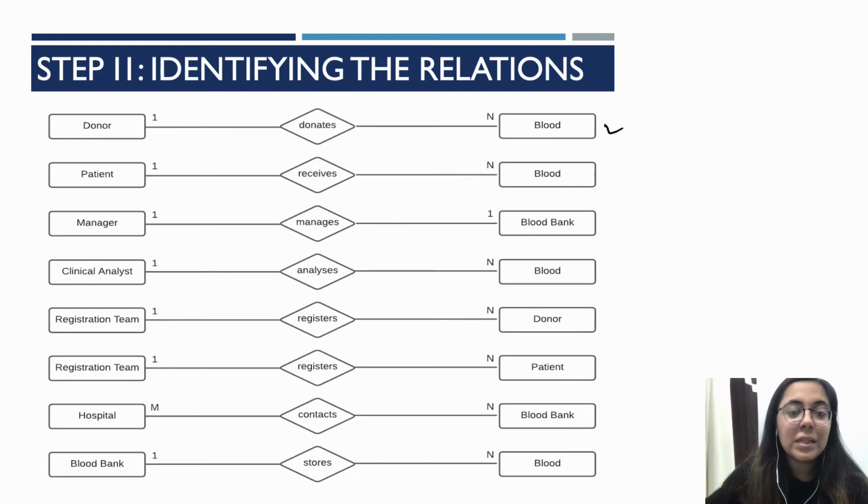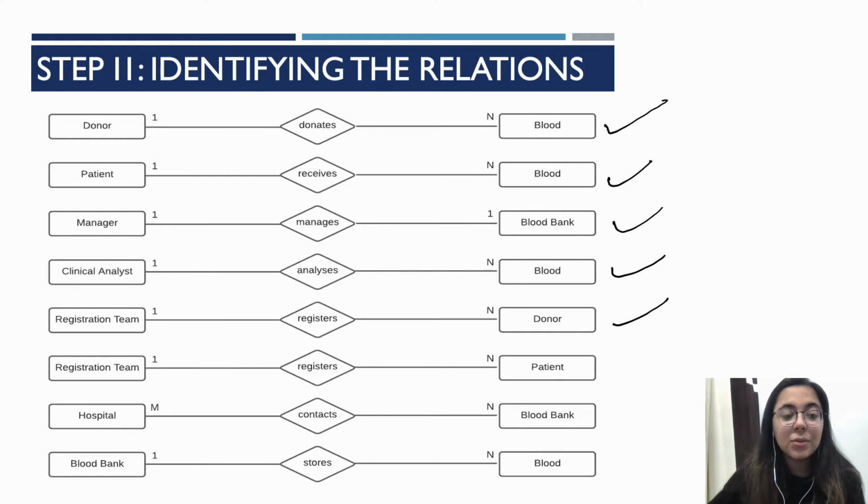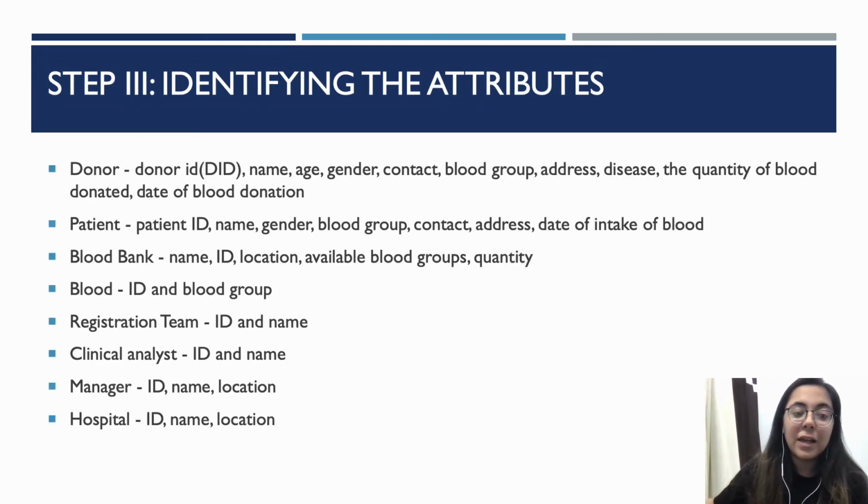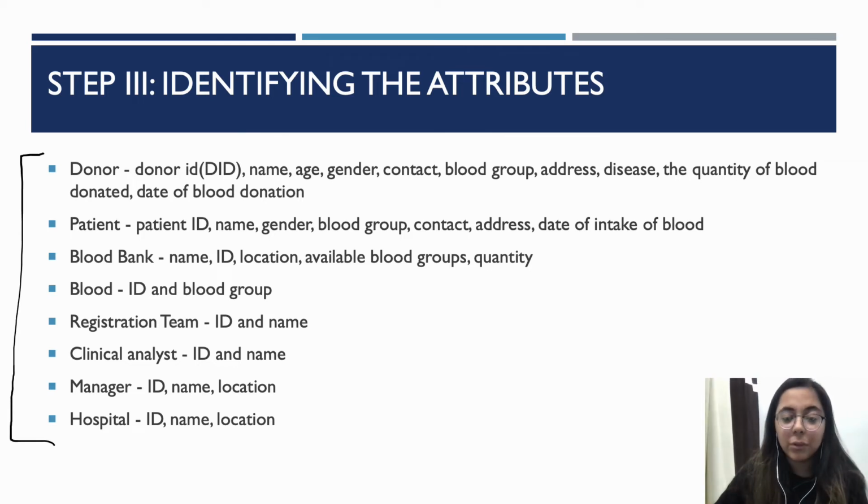The donor donates blood, the patient receives blood, manager manages the blood bank, clinical analyst analyzes blood, registration team registers donor, registration team registers patient, hospital contacts blood bank, and blood bank stores the blood. The next step is to identify the attributes which we were able to do quite successfully, which are as follows.